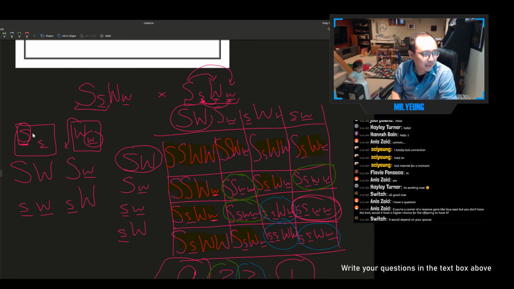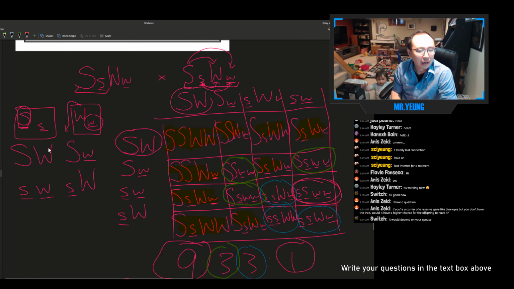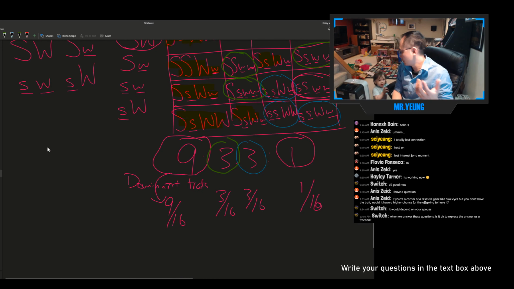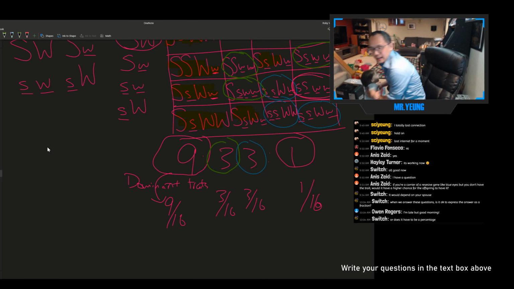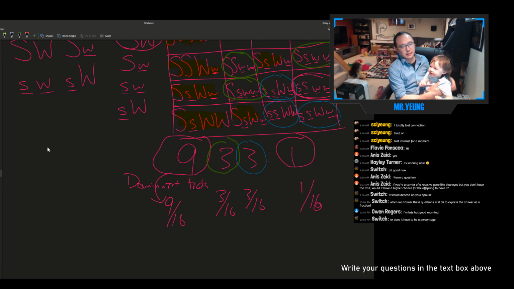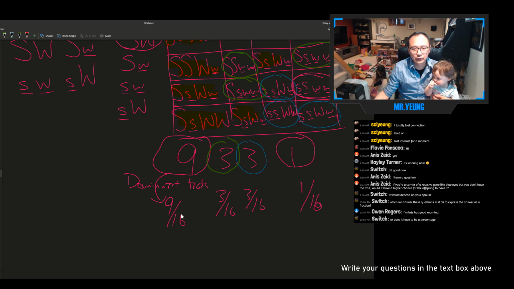When we answer these questions, is it okay to express? It depends on the question. Some questions will ask you for the percentage. Some of them will just ask you for the ratio. So if the question is asking you for the ratio, this is your ratio, 9:3:3:1. If it's asking you for the percentage, then you will need to change it into a percentage.